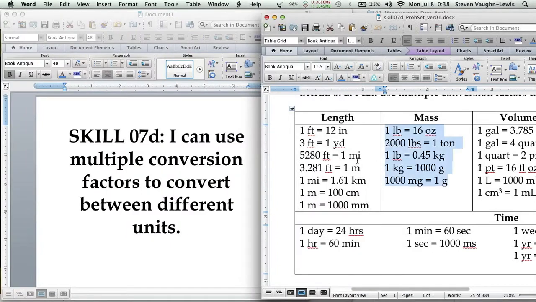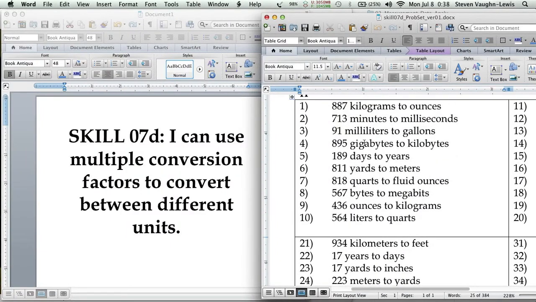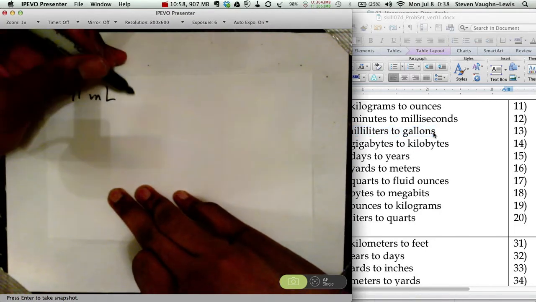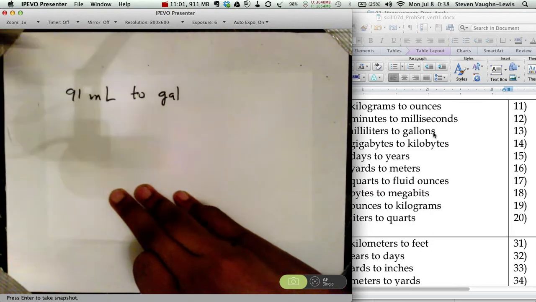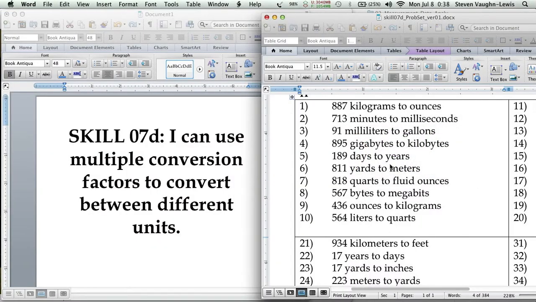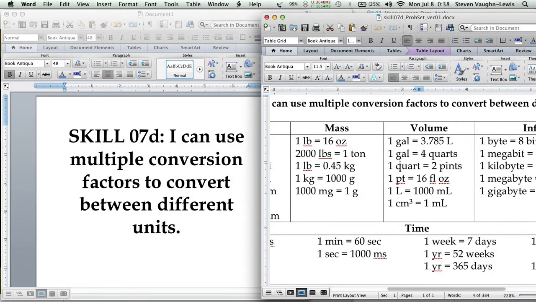So which examples am I going to do? What's another example that I can do? I think I'm going to do 91 milliliters to gallons. Okay, so here's how I'm going to do that one. I'm going to look on my chart. I'm dealing with volume, milliliters to gallons. So I'm going to go from milliliters to liters. Now, it takes practice to figure out which path to take.